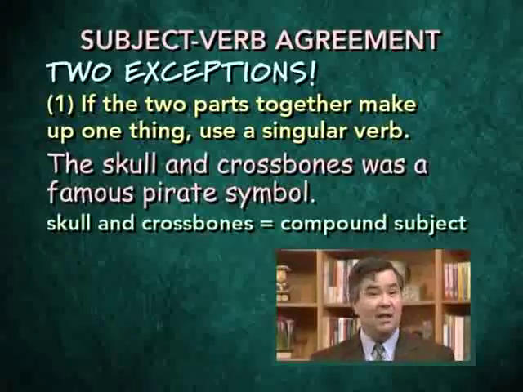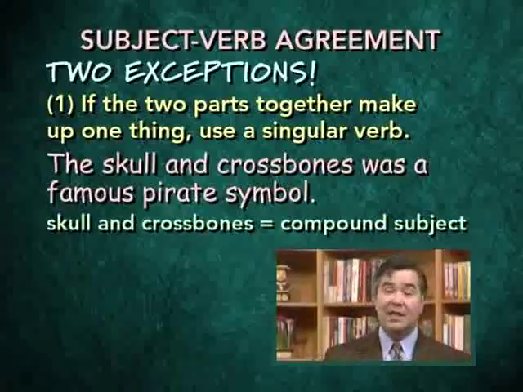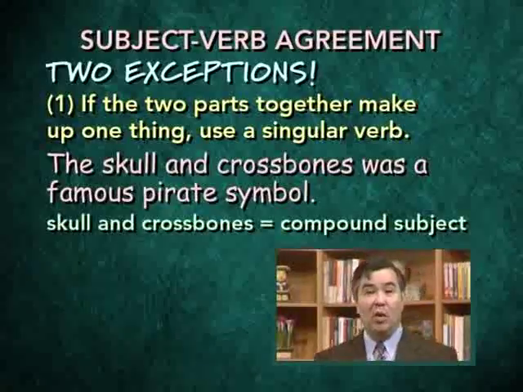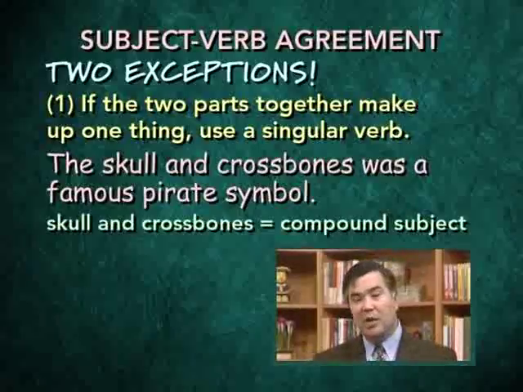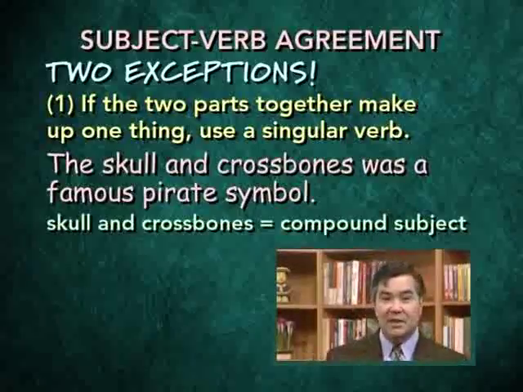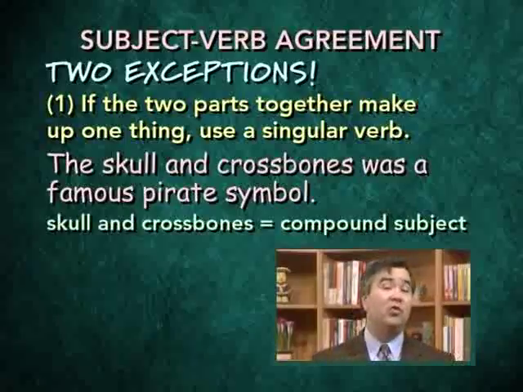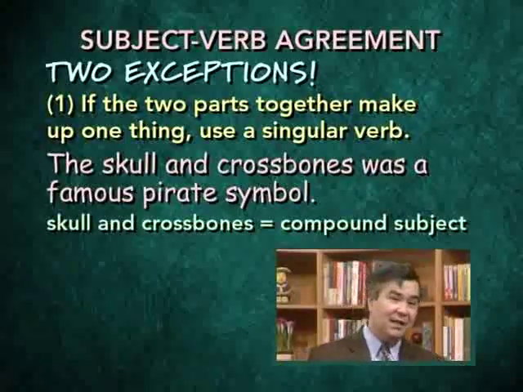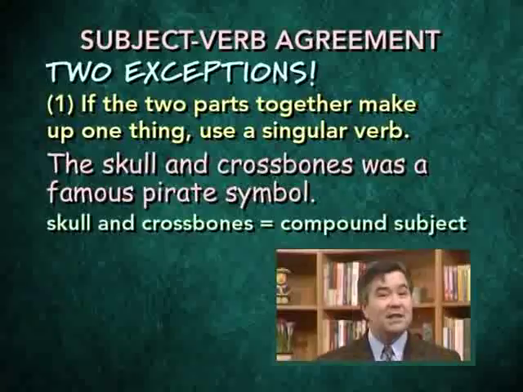And that means that the verb was is wrong. That's singular, and we should use the plural were instead. Here's the problem. In this case, the compound subject doesn't really refer to two or more things. Instead, the skull and crossbones is one symbol.